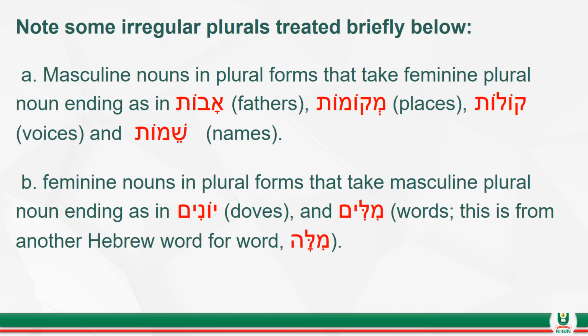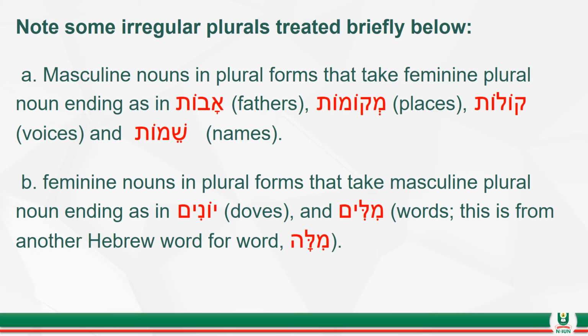We also have mekomot, which is places, also having ot instead of im. We have kolot. Kolot, I hope you know, is voice and voices. Instead of having kolim, we have kolot. So note it also. Instead of having shemim, which is names, we have shemot. Please note these endings. They are irregular. There are other irregular nouns in the Hebrew language.